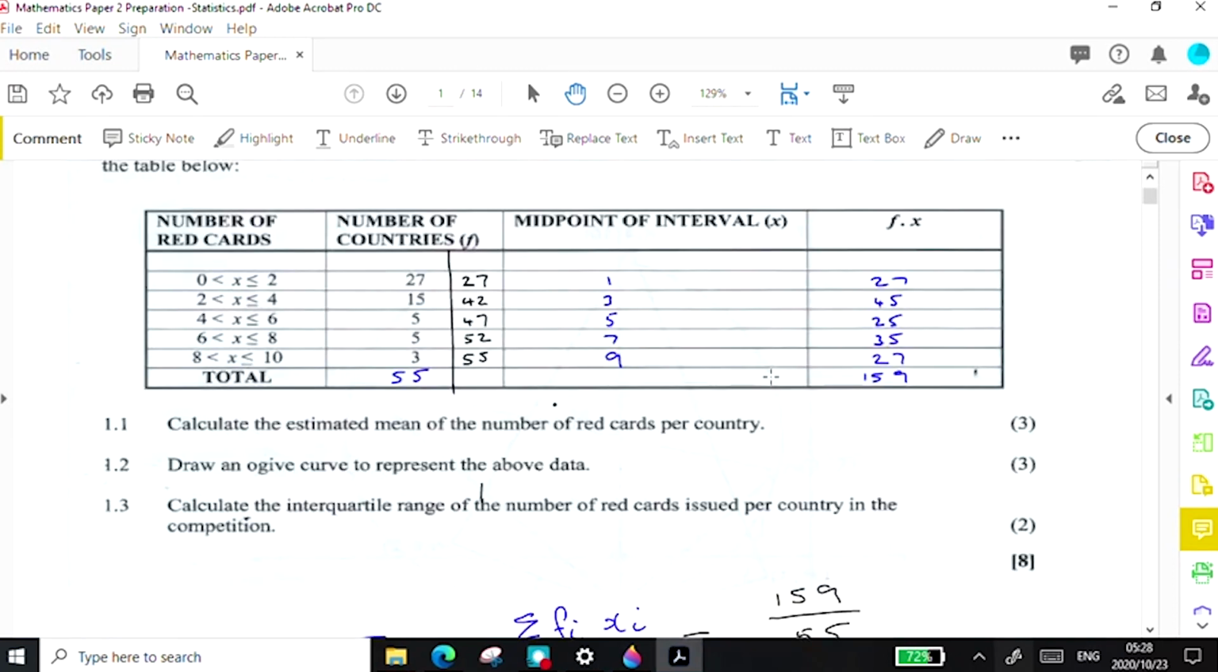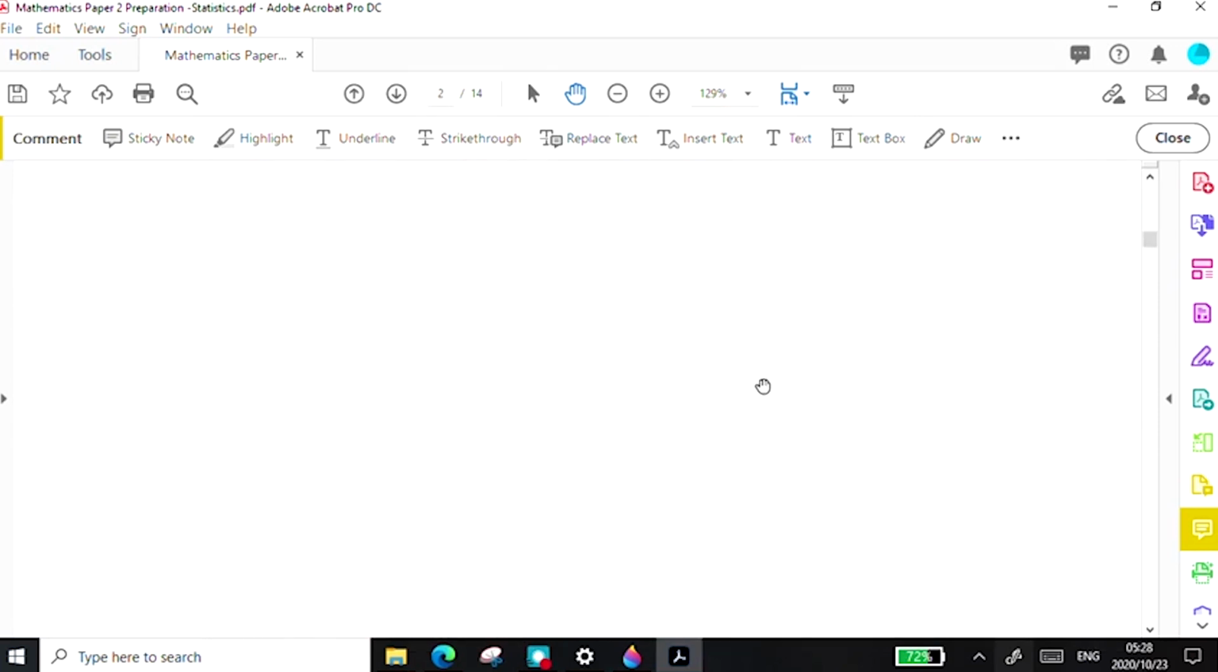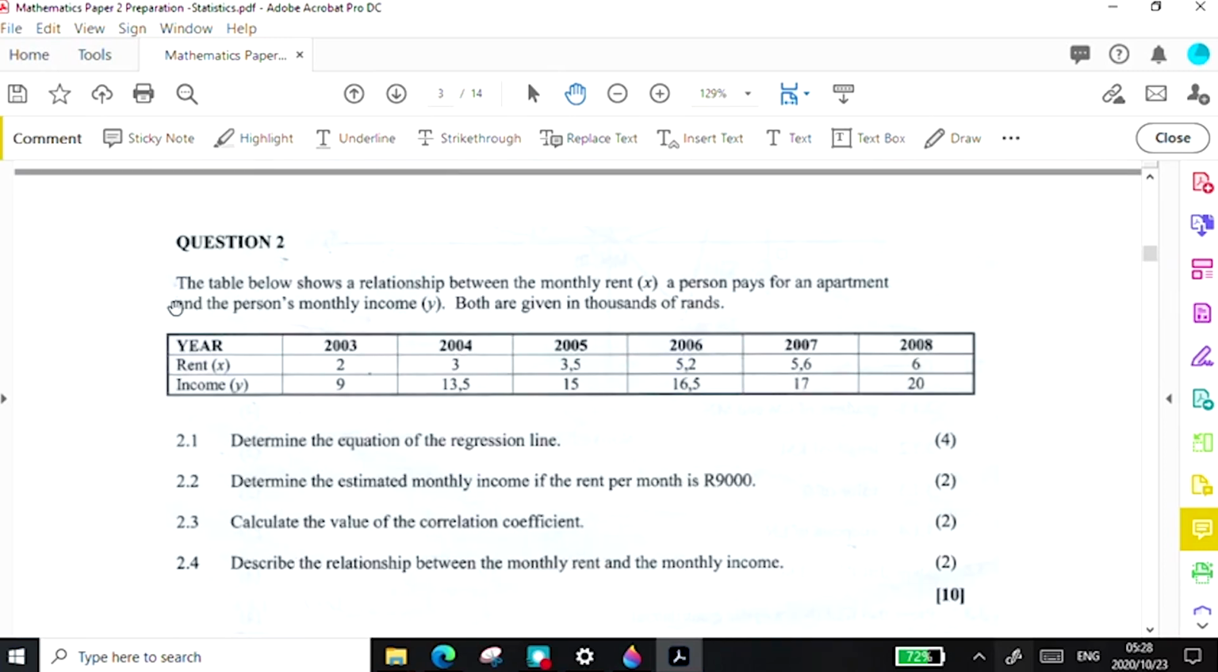Now, moving on to question 2 of the 2020 KZN trial paper. For question 2, we have a table which shows a relationship between the monthly rent a person pays for an apartment and the person's monthly income, which is the Y values. And these are given. Here we want to find the equation of the regression line. So we want to use this data to find the equation of the regression line.